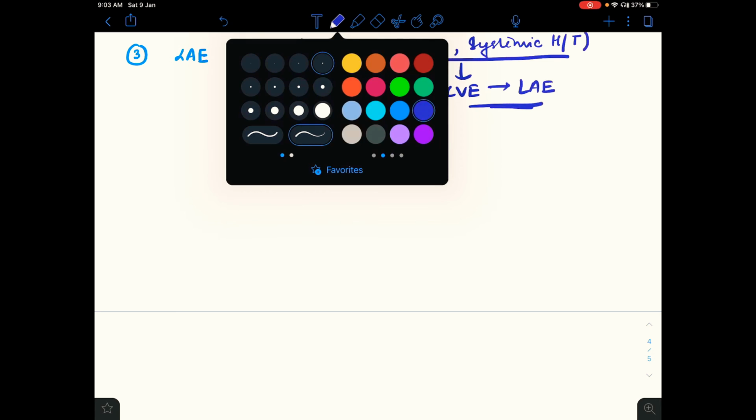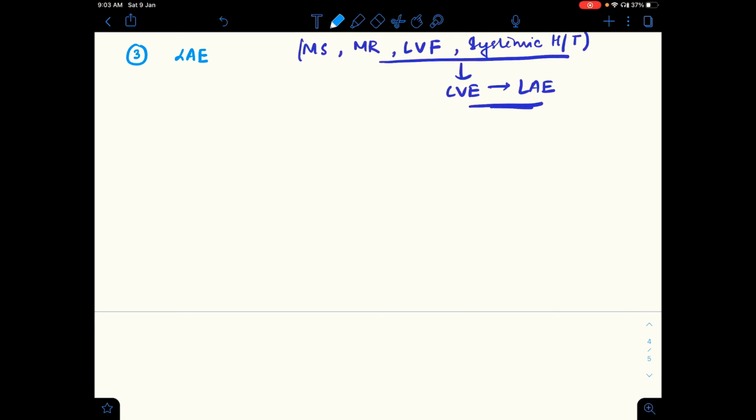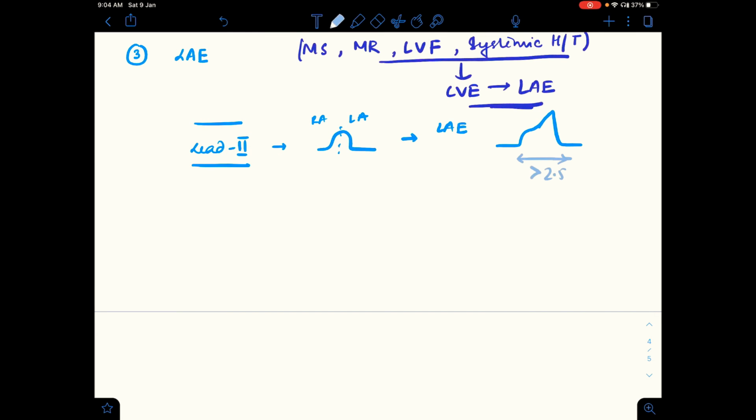So what will we see on lead 2? The normal being this. The first part is right atrium, the second part is left atrium. In left atrial enlargement, we will get a picture like this. Here, if you focus correctly, the width will be more than 2.5 centimeter, and this height will be around 2.5 centimeter.